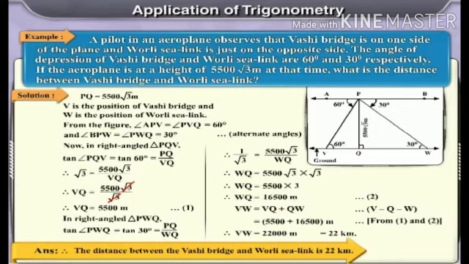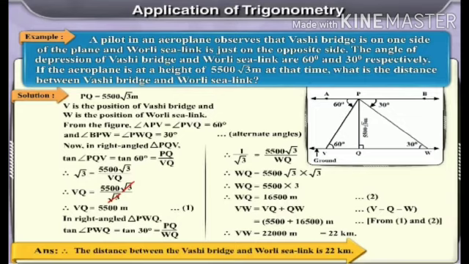Now in right angle triangle PQV, tan PVQ is equal to tan 60 degree, which is equal to PQ upon VQ. Therefore root 3 is equal to 5500 root 3 upon VQ. Therefore VQ is equal to 5500 root 3 upon root 3. Therefore VQ is equal to 5500 meter.